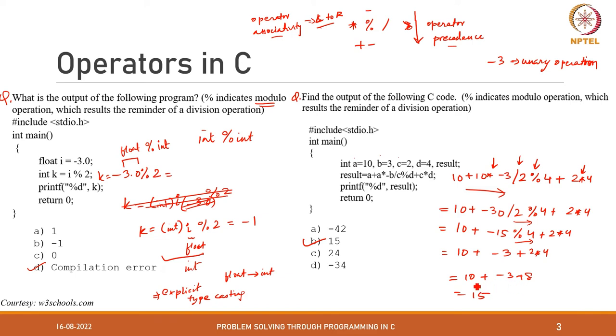So finally you have 10 minus 3 and 8, and all of these are addition or subtraction operations, which have a lower precedence and hence are evaluated later, after all the multiplication, division and modulo operations are over. Only then do the addition and subtraction operations take place, and once you do that, you will get the answer to be 15 here. Is that clear?